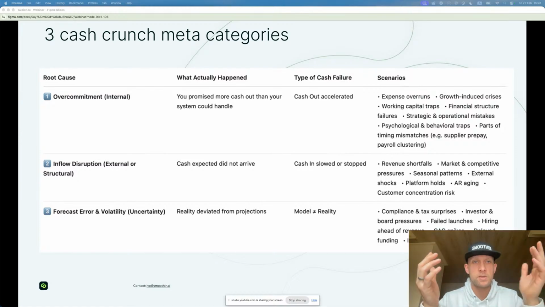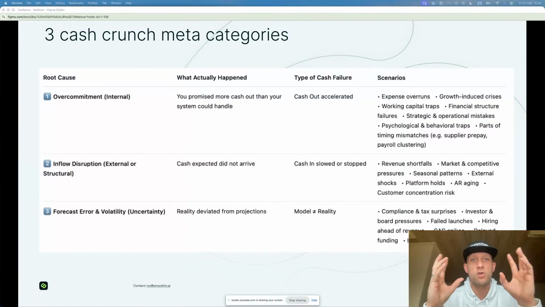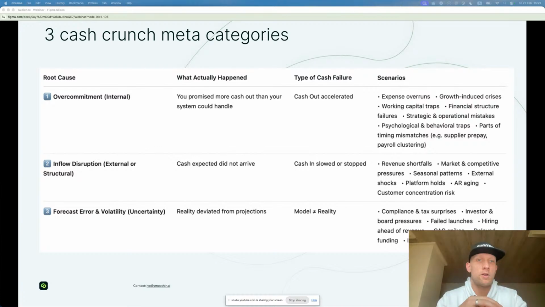So the first one is overcommitments, and these are usually internal. So you've promised more cash out than your system could handle. So you've overrun your expenses, or you've overextended on investments that you're expecting growth from, but they didn't manage to give that growth. Or these are strategic or operational mistakes where you've overextended on some things or overpaid for other things. So this is basically where you're overstretched, but it's because of your decisions and your management team. So it's everything that you can control, and these are scenarios where it's just been either wrong forecasting or it didn't deliver the way it was supposed to deliver.